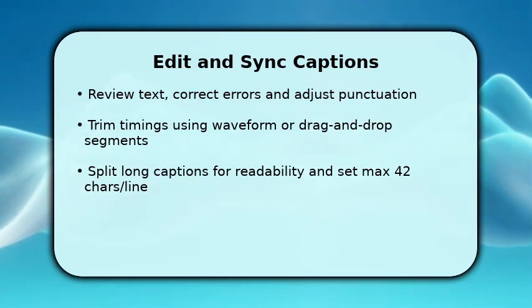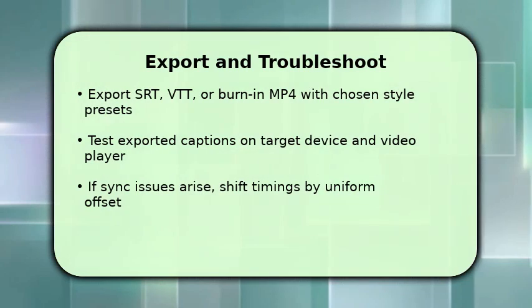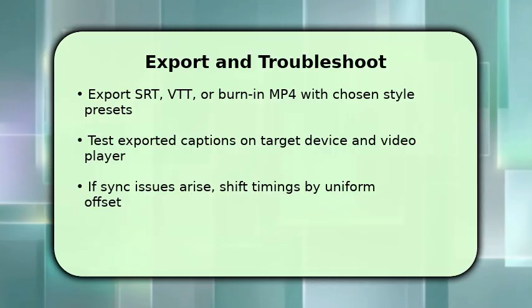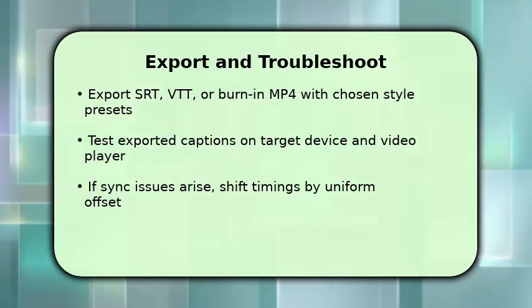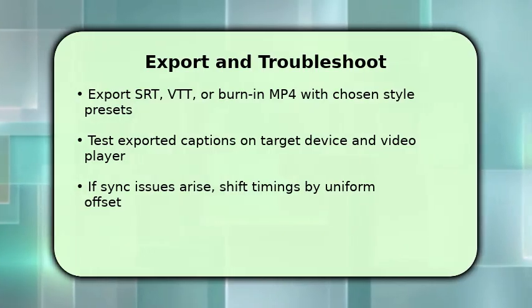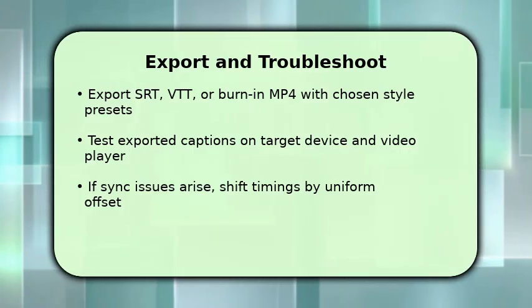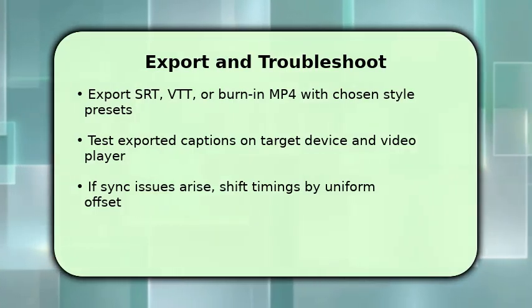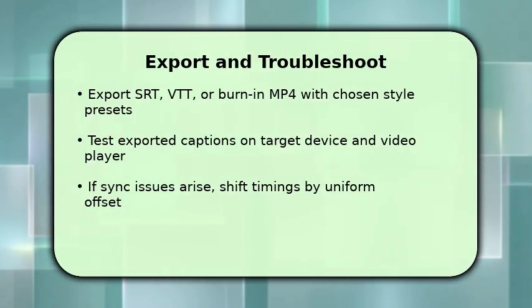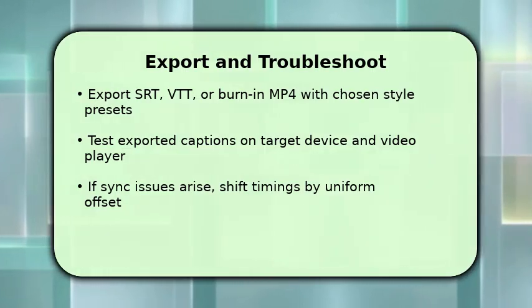You finish by choosing an export format like SRT for platforms or Burn-in MP4 for fixed captions, then apply a style preset if you need consistent fonts and colors. Once exported, test the file in the actual player or device to confirm display and timing. If captions are consistently early or late, use the global timing offset to shift all cues rather than editing each line. If problems persist, rerun transcription.